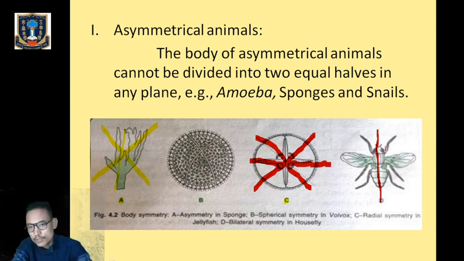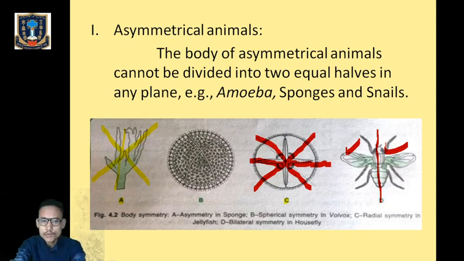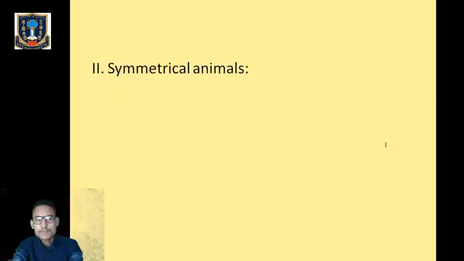This is our first half and this is our second half, and both halves receive an equal number of body parts. But in bilateral symmetry, remember once more, the body can be divided into two equal halves from only one plane. So these are the different types of symmetry we have learned under symmetrical animals. Now let's go to the next one.